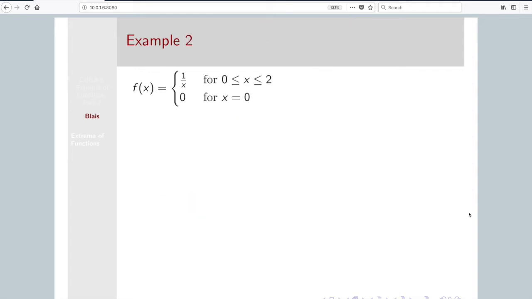How about another example? Let's think about this function. Here we're working on the interval [0, 2]. So in this case, we know our function looks like this. And again, we're working on the closed interval [0, 2] in this case.